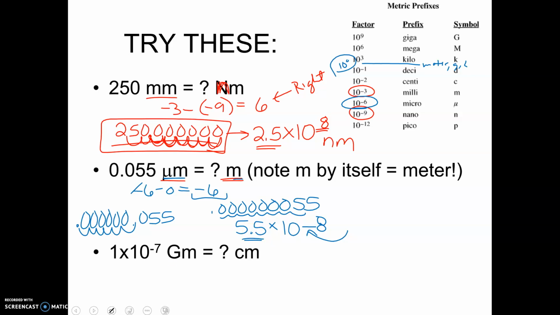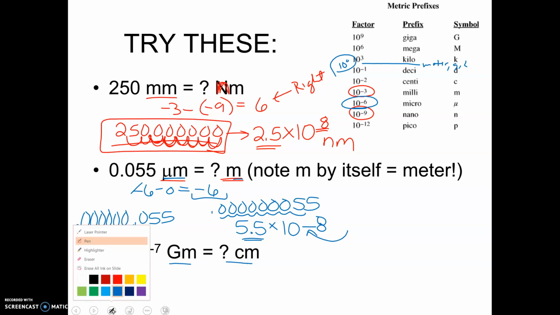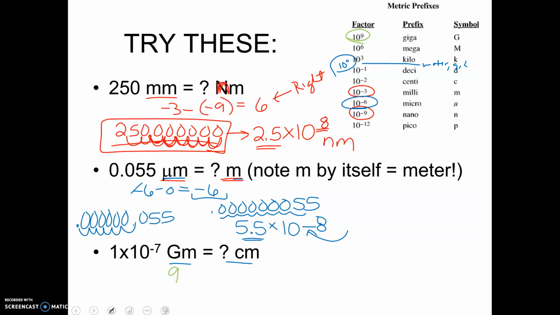All right, let's look at our last one. Giga to centi. Let me change colors again to green. All right, so find giga, 9. Find centi, negative 2. 9 minus negative 2 is 11. Since this one has an exponent, I'm literally going to add my answer here, positive 11, to my exponent. So negative 7 plus positive 11 is going to give me 1 times 10 to the positive 4.